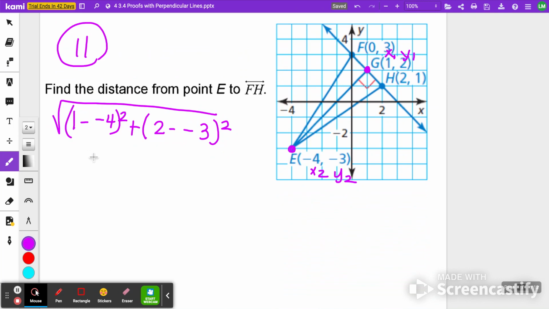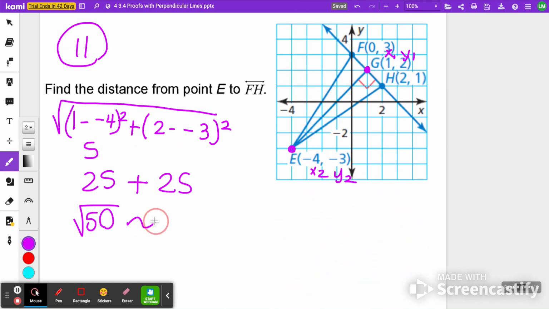1 minus negative 4 is 5, and 5 squared is 25. 2 minus negative 3 squared is also 5, and another 5 squared is 25. So I'm trying to find the square root of 50. So if I take the square root of 50 on my calculator, I'm getting about 7.1 as my final answer.